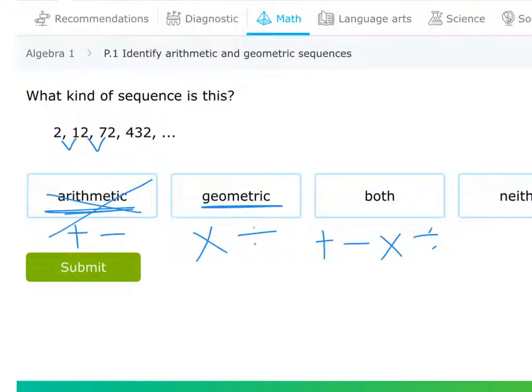The second thing we're going to look at is if it is geometric. So I'm going to start by dividing. I'm going to take 432 and divide it by 72. When I get that, I get 6. So I'm going to do it again. I'm going to take 72 divided by 12. And if that gives me 6, then I can check one more time. 12 divided by 2 is 6. So this is going to be a geometric sequence. So each time we're multiplying the previous number by 6.